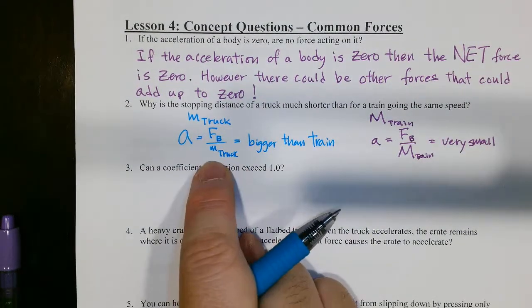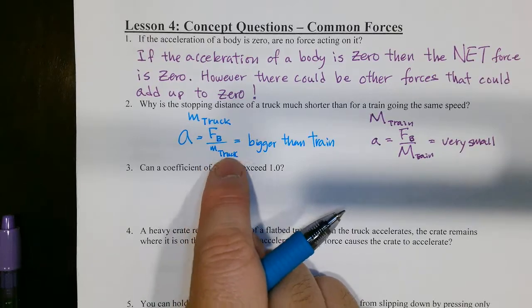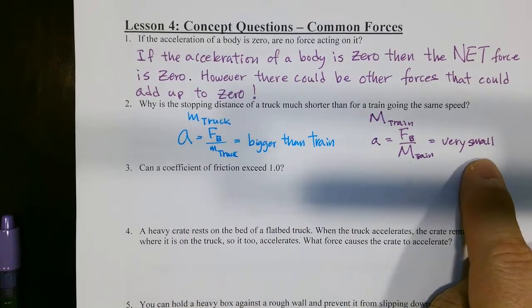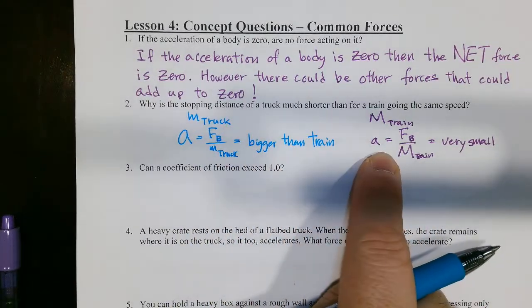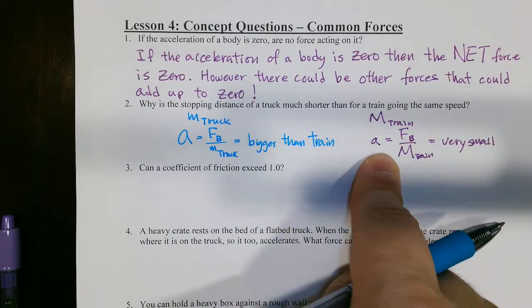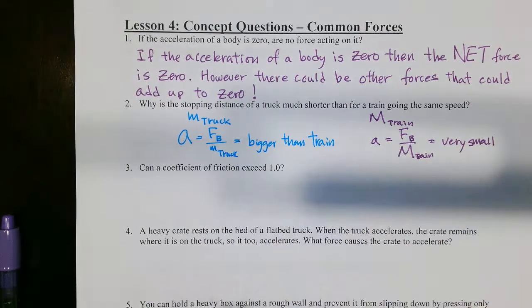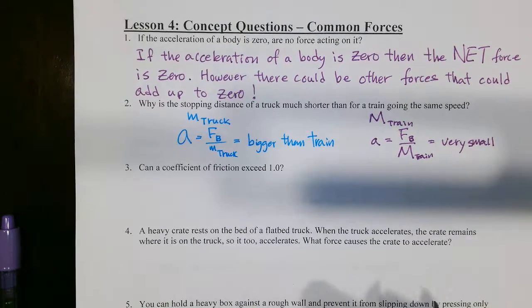So this will come to a stop much faster than the train. As a matter of fact, this will probably come to a stop in like 300 yards, but this thing will come to a stop in several miles. Okay, that's why you should not be playing on the train tracks, because it takes forever to stop that train.